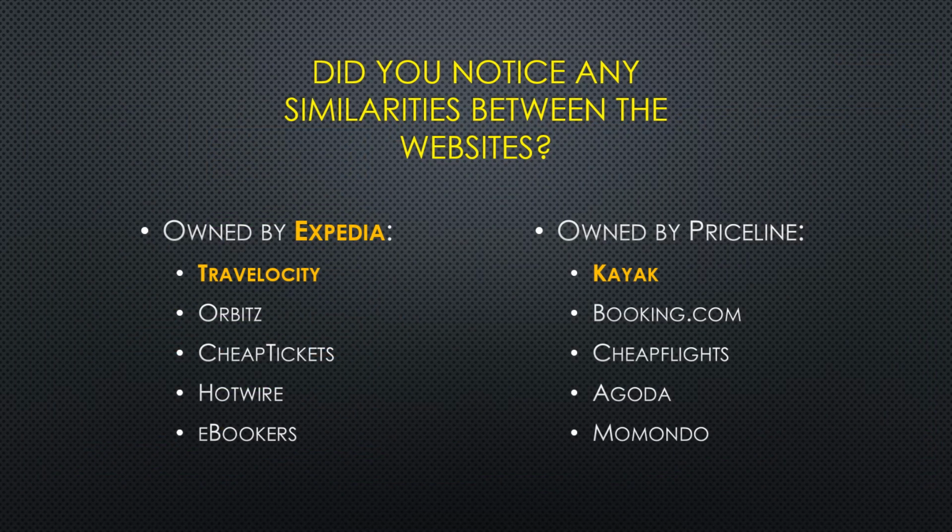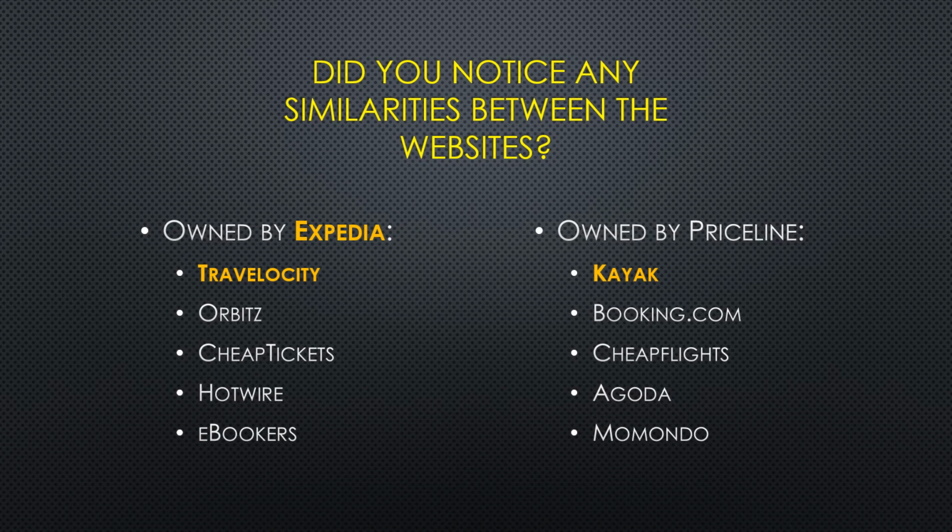Also, a little note, you may have noticed some similarities between Expedia and Travelocity. As a matter of fact, the formatting of their search results was nearly identical. And this is actually because Expedia owns Travelocity. That wasn't always true, but right now, in this particular case, there are only a few big players in this market. So Expedia actually owns Travelocity and also Orbitz, Cheap Tickets, Hotwire, and eBookers. Also, Priceline owns Kayak as well as Booking.com, Cheap Flights, Agoda, and Momondo.